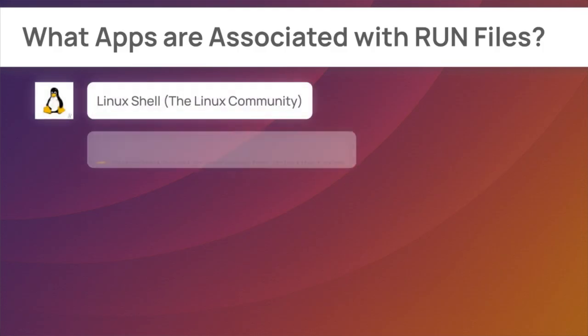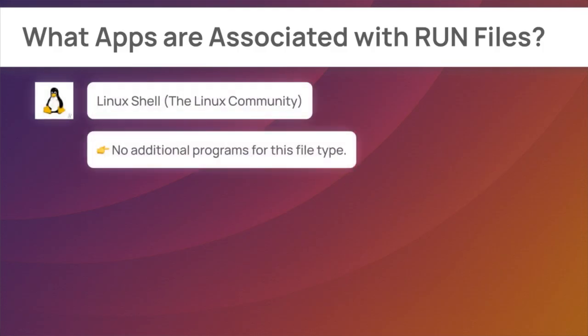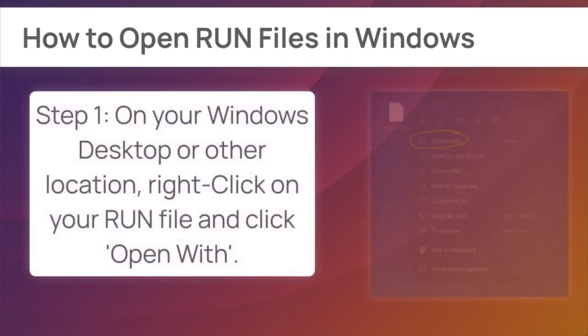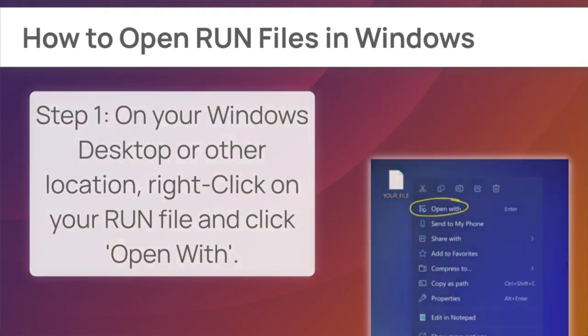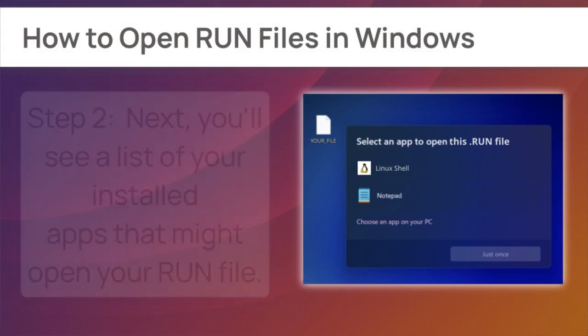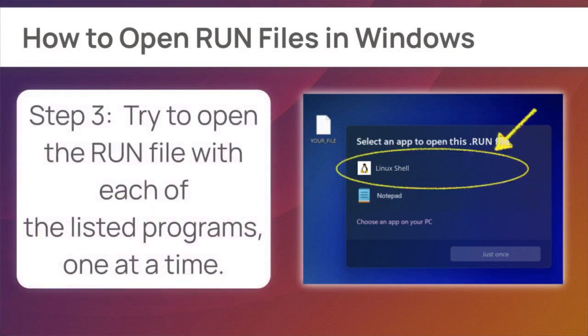The RUN extension has a direct link to the Linux shell application by the Linux community. For security reasons, Windows requires a known safe application for this file. Windows shows only simple file information, so determining safety requires specialized tools. Your most vital first action is the file association test. Right-click the RUN file and choose Open With. If Linux shell is on your machine, test it. If not, choose another program. We must find the correct software.